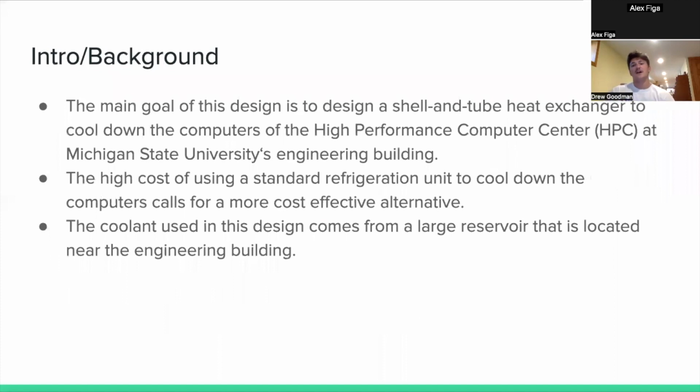The main goal of this design is to design a shell and tube heat exchanger to cool down the computer system at Michigan State University, the engineering building. And the reason for this design is because of the high cost of the standard refrigeration unit. The shell and tube heat exchanger design uses a more environmentally safe reservoir holding the drinking water to cool down the computer center.